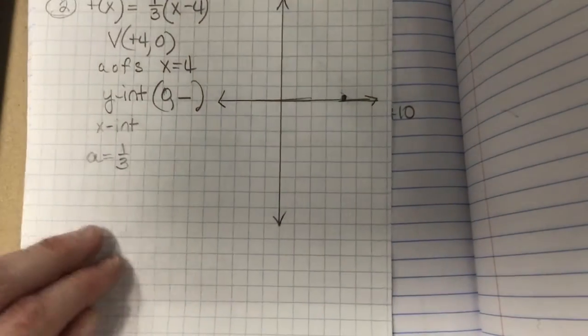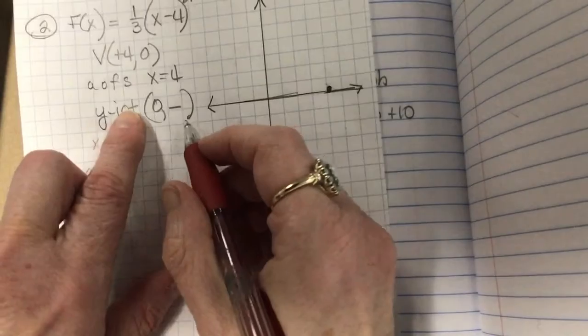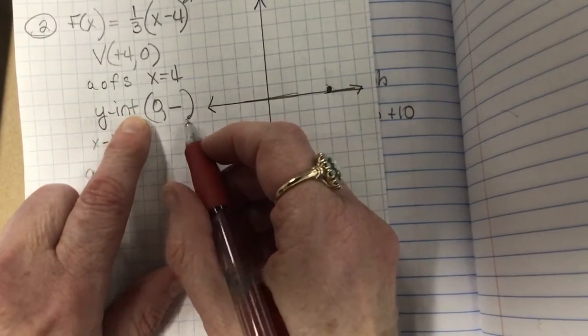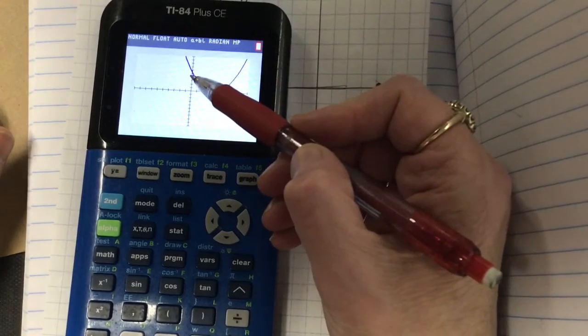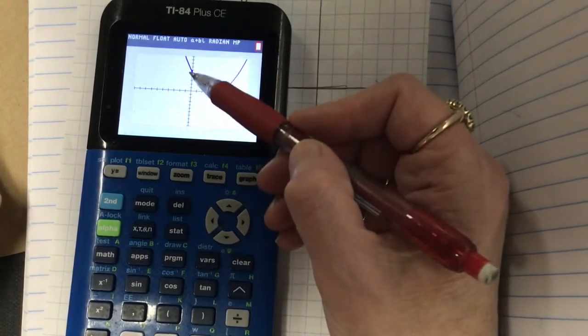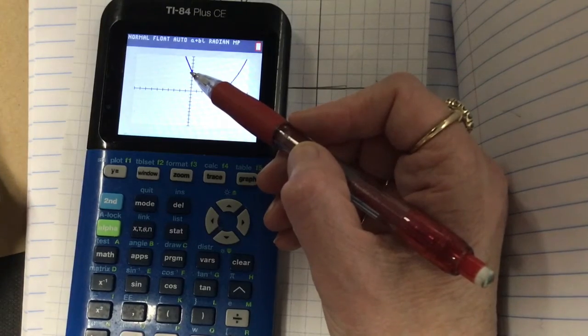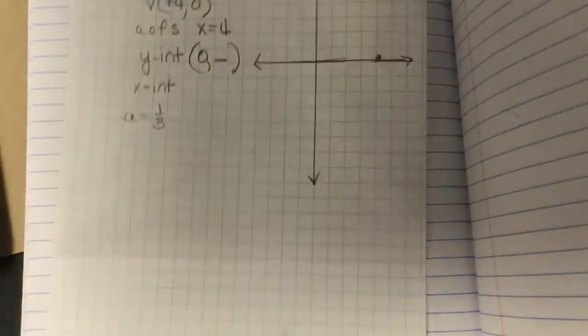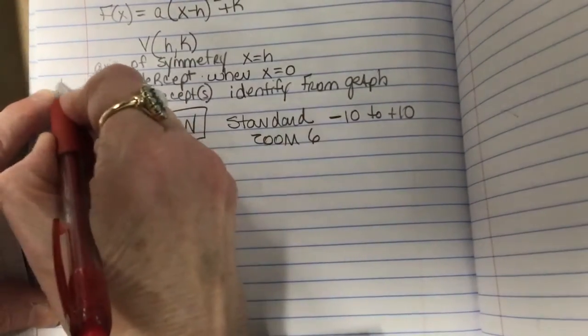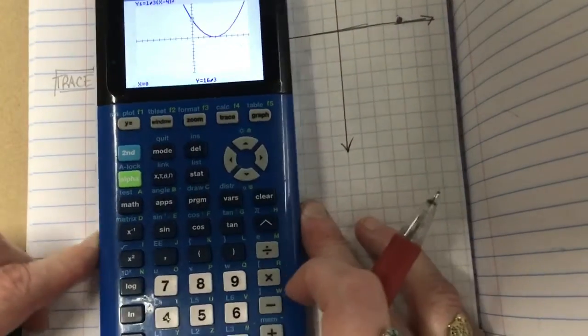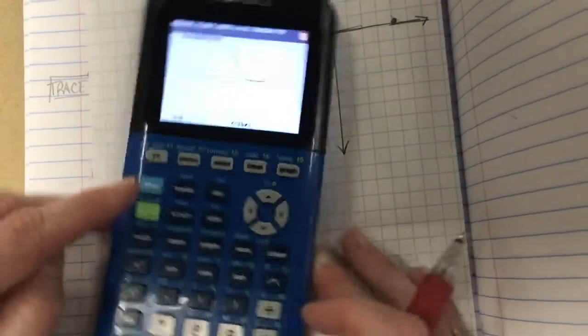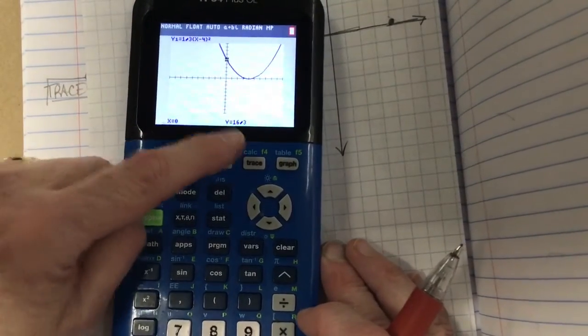Now, I want to show you something that will help you. How can I go ahead and get the y-intercept? You see it? Oh, here it is right here. That's where it crosses the y-axis. What did we say to do to get the y-intercept? You're going to hit trace. And if you don't move your cursor, it should be the very first point that comes up. If you hit trace, is that the y-intercept? Is it? When x is 0, y is 16/3.